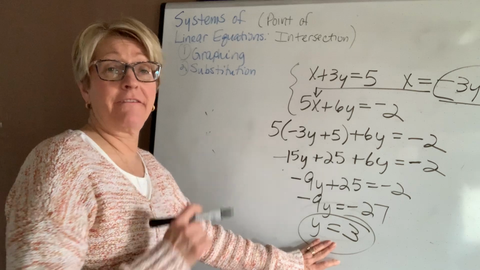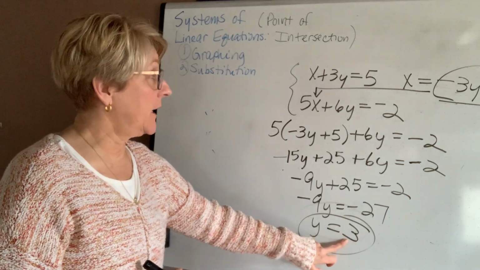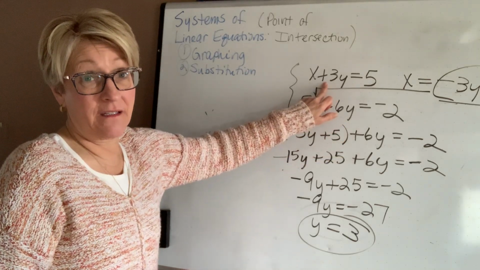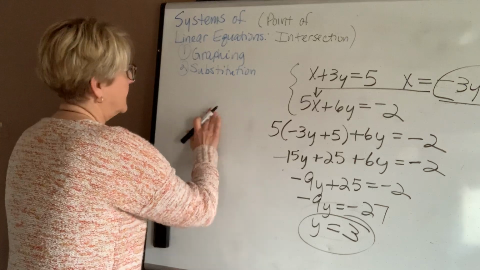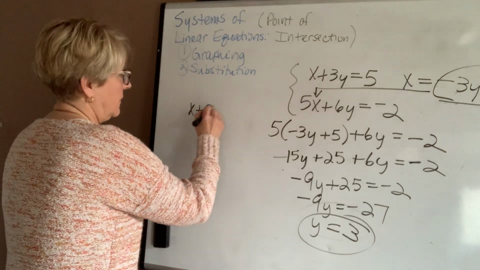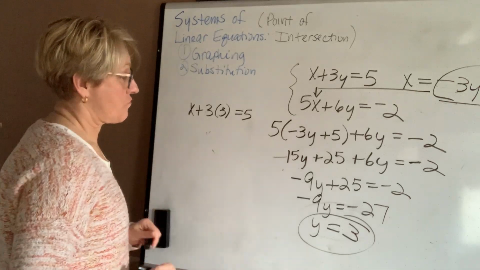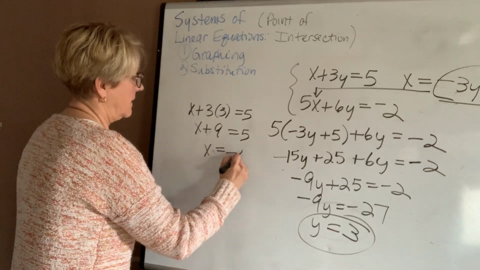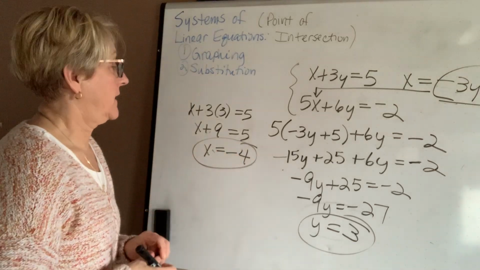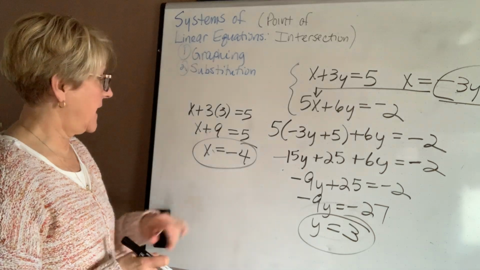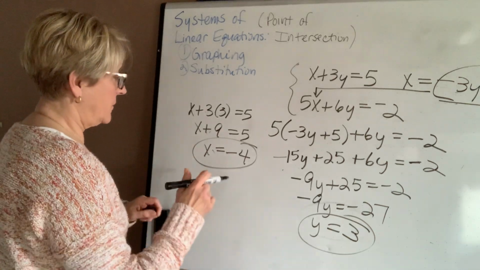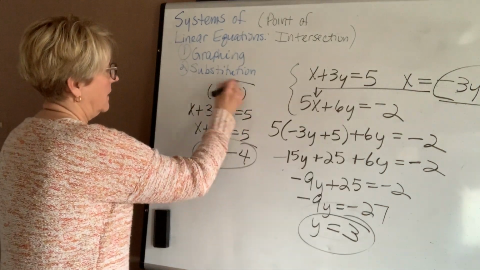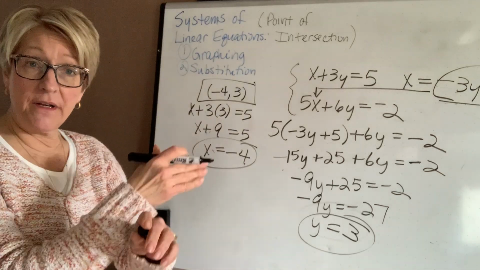I need to go back and find x. Plug this number in either here or here. Easiest one seems to me to be this one. So x plus 3 times 3, subtract 9. X is negative 4. 5 minus 9 is negative 4. Okay, so our solution is what? Negative 4, 3. That's the point of intersection.